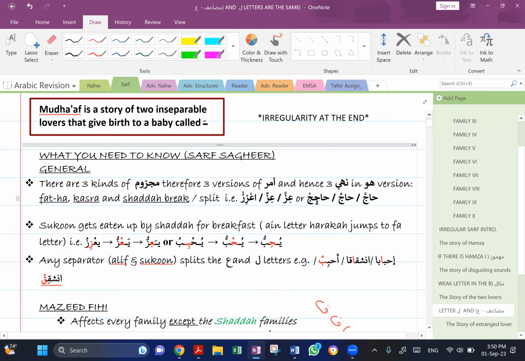Now, which haraka are you going to put on this? It depends. You look at jahada. You just basically match that family. So you see jahada, al-amru minhu ijhad, hajij. That's what happened there. Okay.